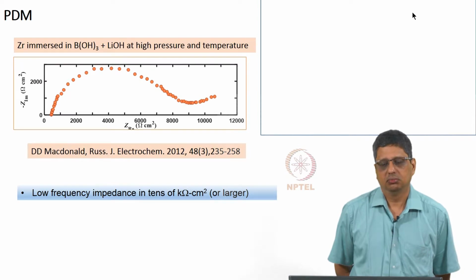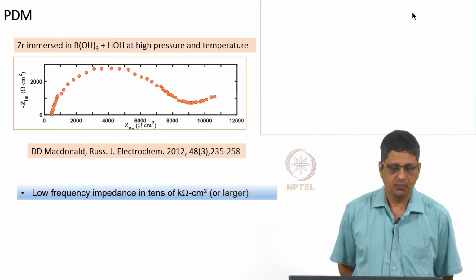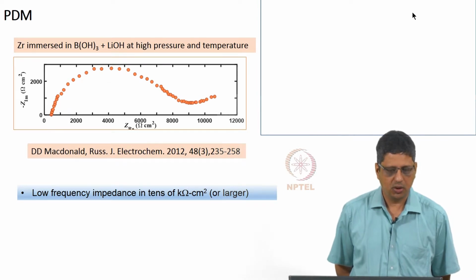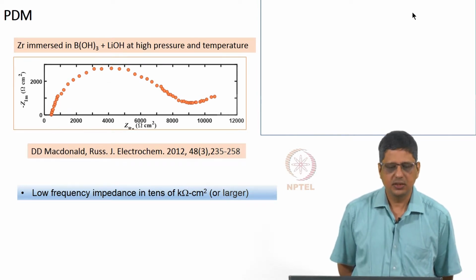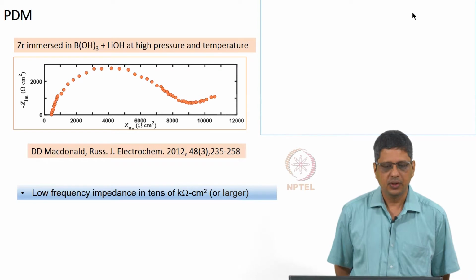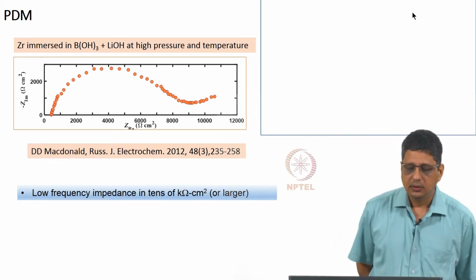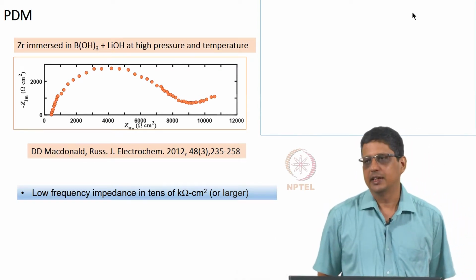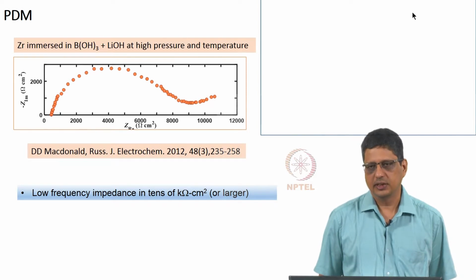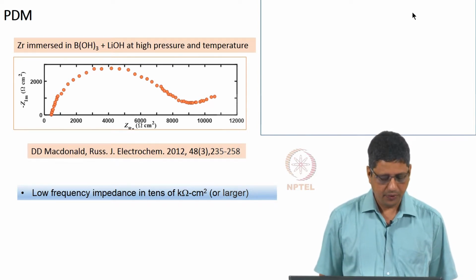And an example, if you have zirconium immersed in lithium hydroxide and boron hydroxide, this is used, I think, in some nuclear facility, I am not very sure. Yeah, I think it is used in nuclear facilities, high temperature, high pressure, for certain types of nuclear reactors.